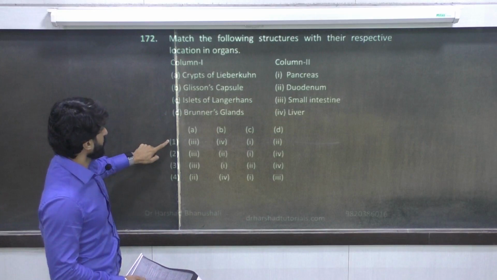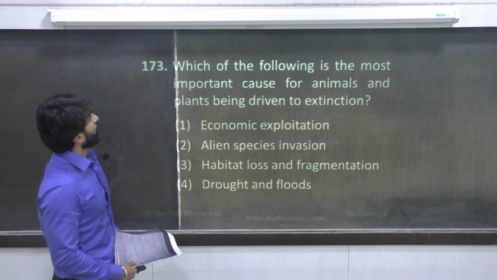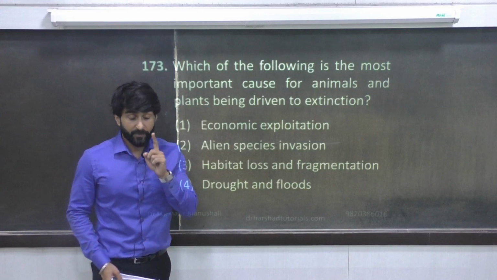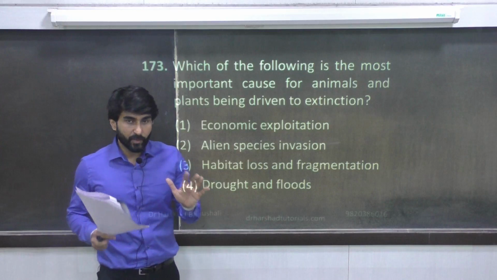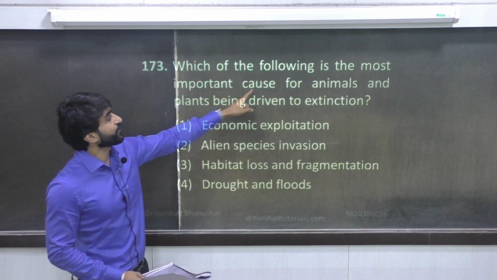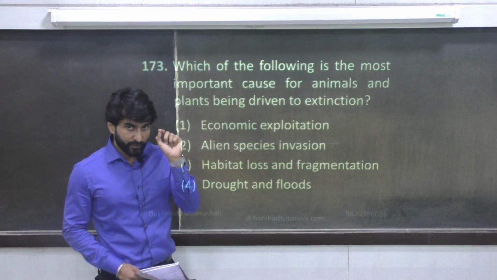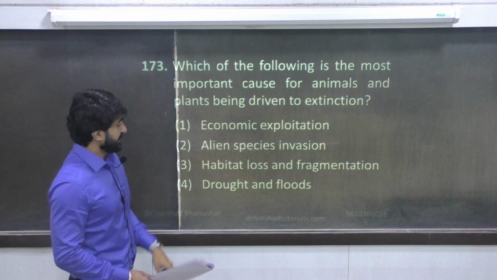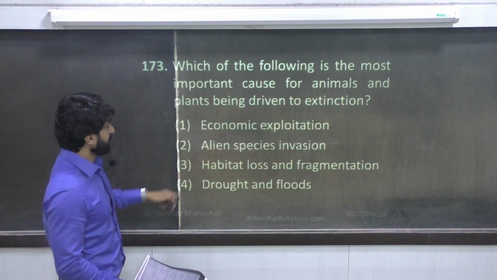The next question, 173. Which of the following is the most important cause for animals and plants being driven to extinction? Again, when you learn loss of biodiversity, several factors have been given, but the most important cause of loss of biodiversity is habitat loss and fragmentation. They have asked you which is the most important cause for animals and plants being driven to extinction. If you see loss of biodiversity in your NCERT, the most important factor which has been mentioned is option number 3, habitat loss and fragmentation. So answer for question number 173 would be option 3.